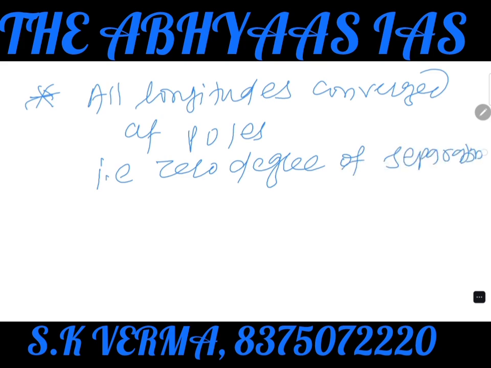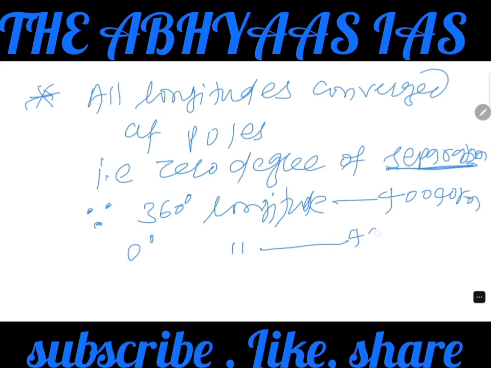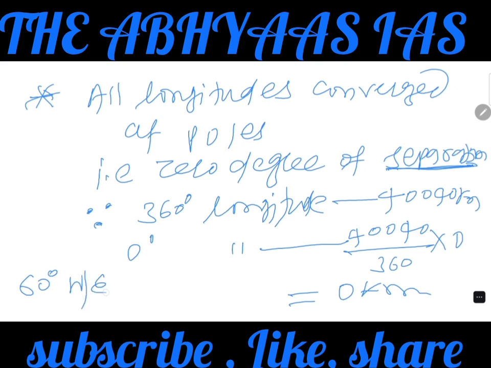That is 0 degree of separation, that means longitude is separate by 0 degree. Since 360 degree longitude has 40040 kilometer, so 0 degree longitude is equal to 40040 upon 360 into 0 is equal to 0 kilometer. If you find a 60-degree west or east longitude, it will be around 66 kilometer. Thanks. That's all.